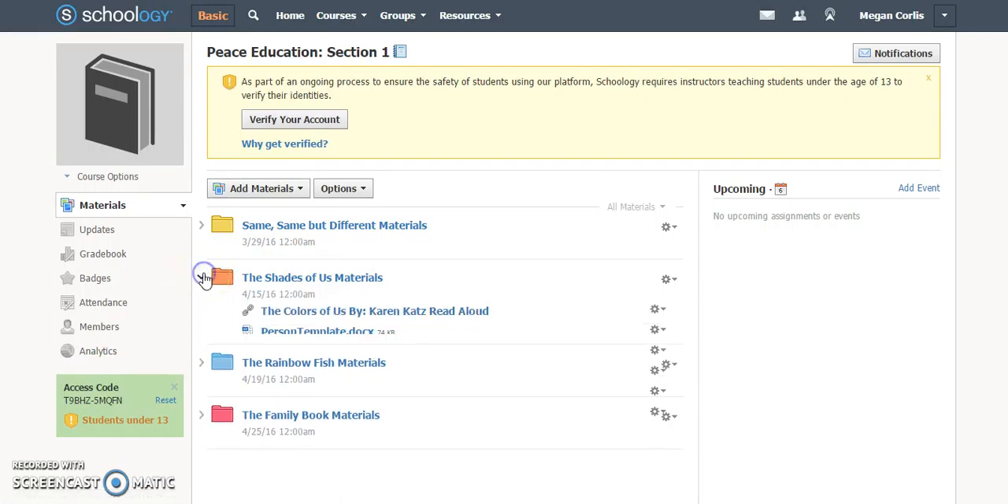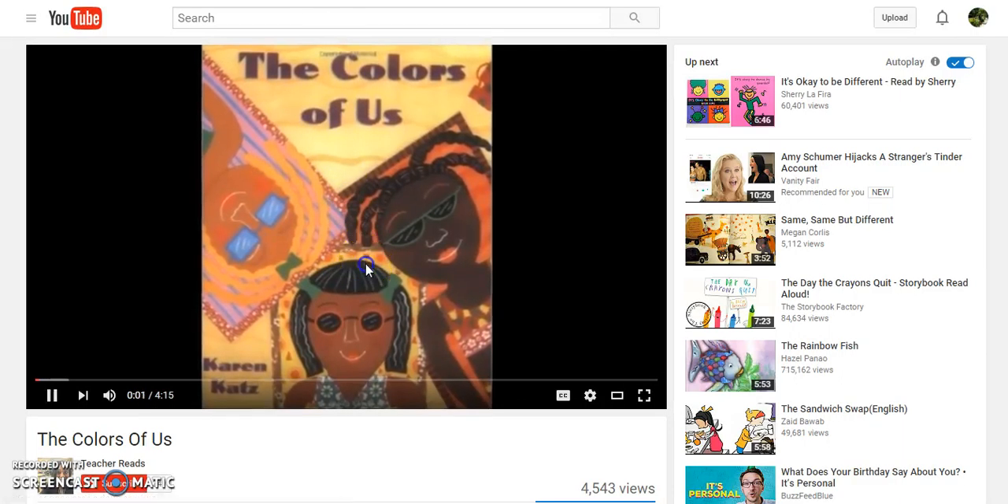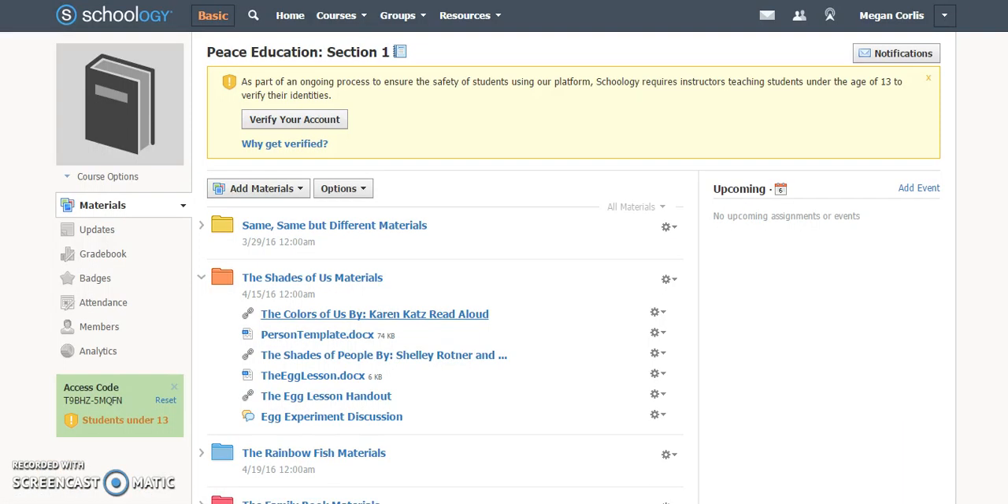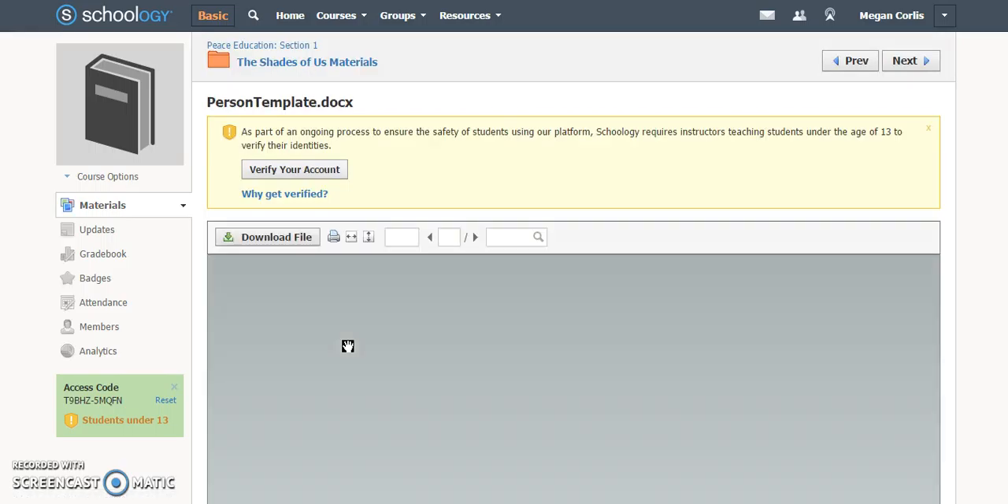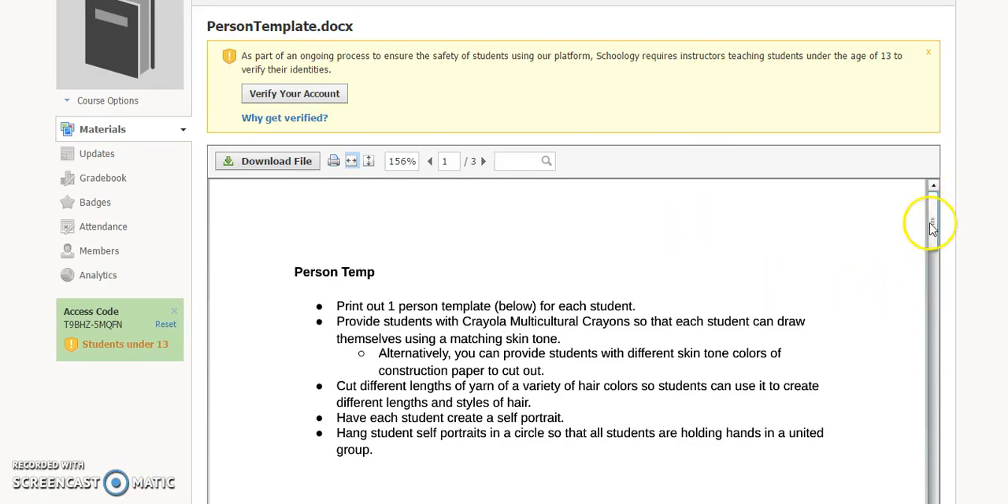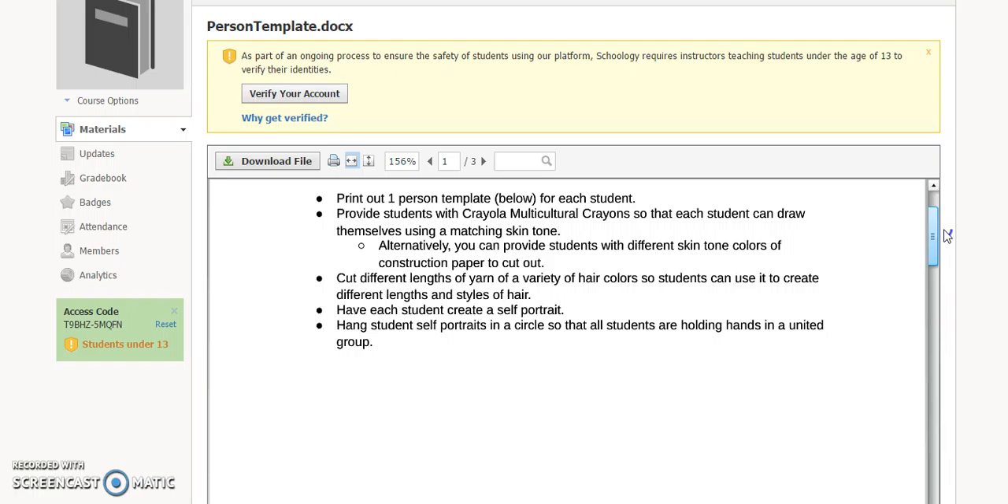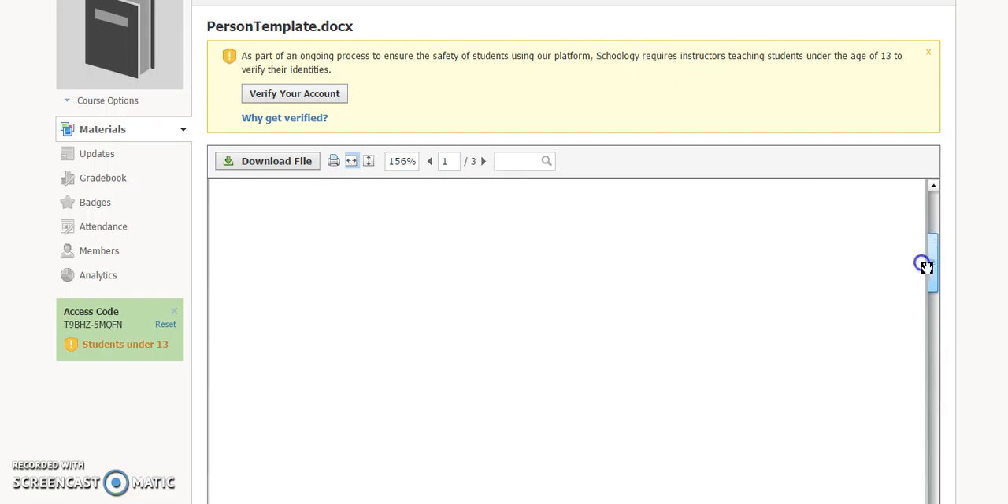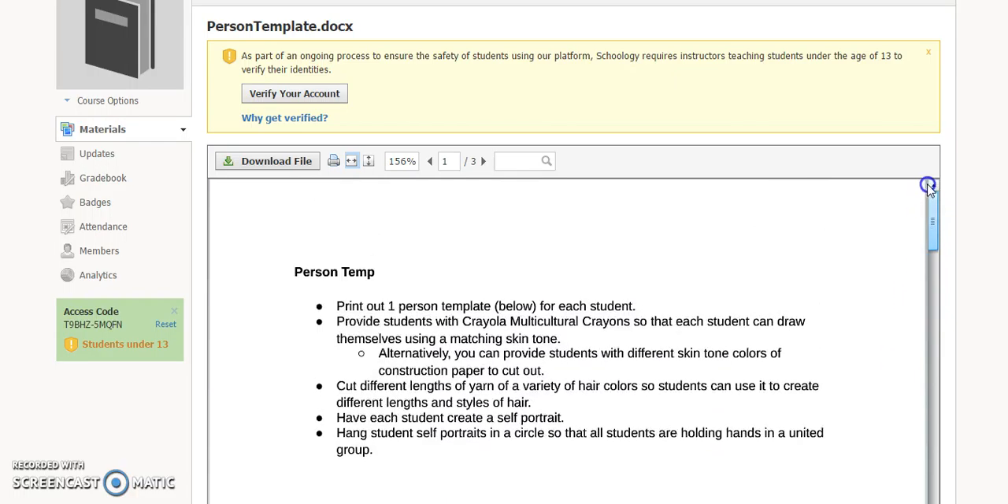So in each folder you'll find similar materials. You'll find a read aloud of each text, which is via YouTube. Here I included a template along with some instructions for how to run the activity, and I included any additional materials that would be needed within the instructions as well. So in this activity, students are creating a self-portrait.